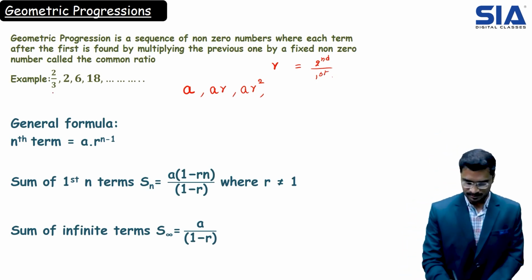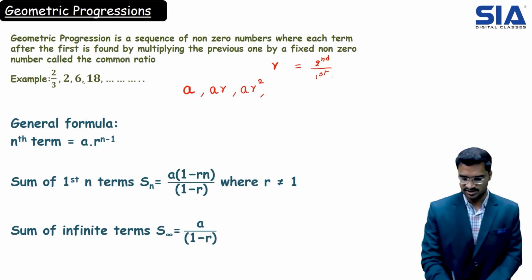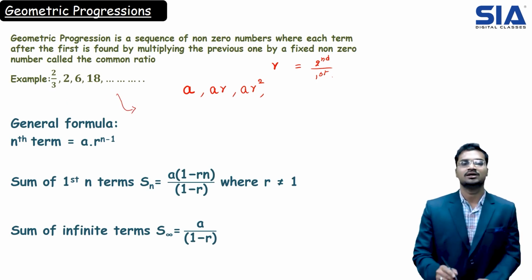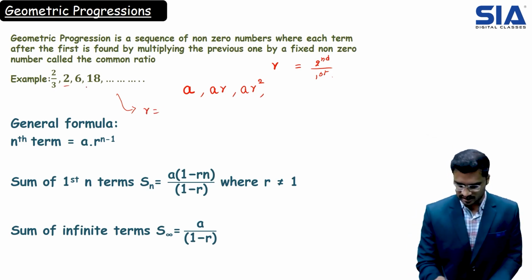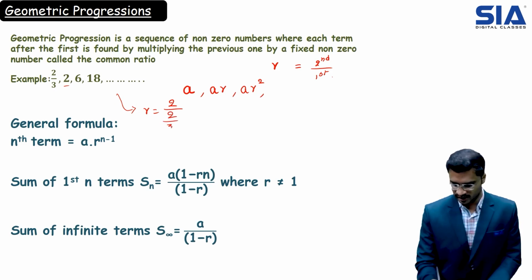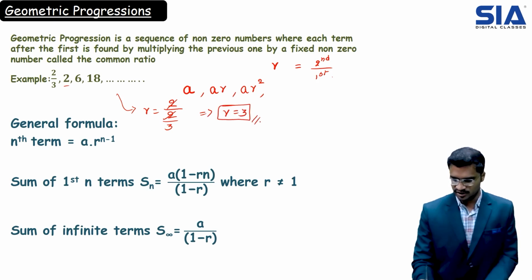So let's see the example here. 2 by 3, 2, 6, 18 are in geometric progression. We have to find the common ratio here. So common ratio R is the second term, which is 2, divided by the first term, which is 2 by 3. So 2 and 2 get cancelled. So the common ratio for this sequence is 3.